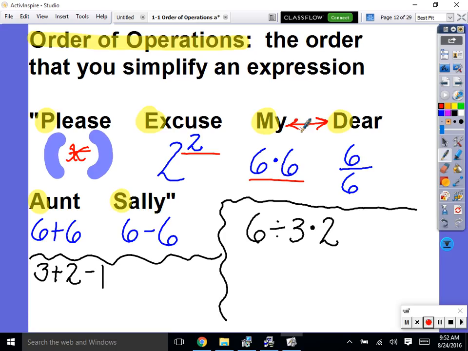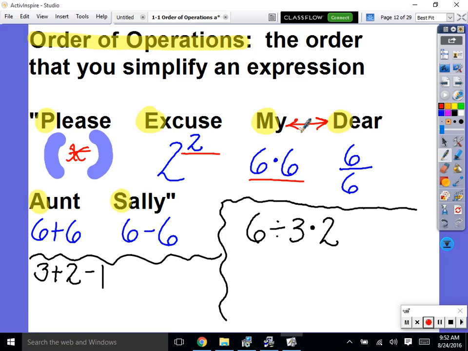Let's go in a different order. 6 divided by 3 is 2. 2 times 2 is... what the heck? I'm wrong, because look, 6 divided by 6 is 1. They should be the same. So what am I missing here? Am I going crazy or am I saying crazy stuff up here? That's right, right? What I just said?